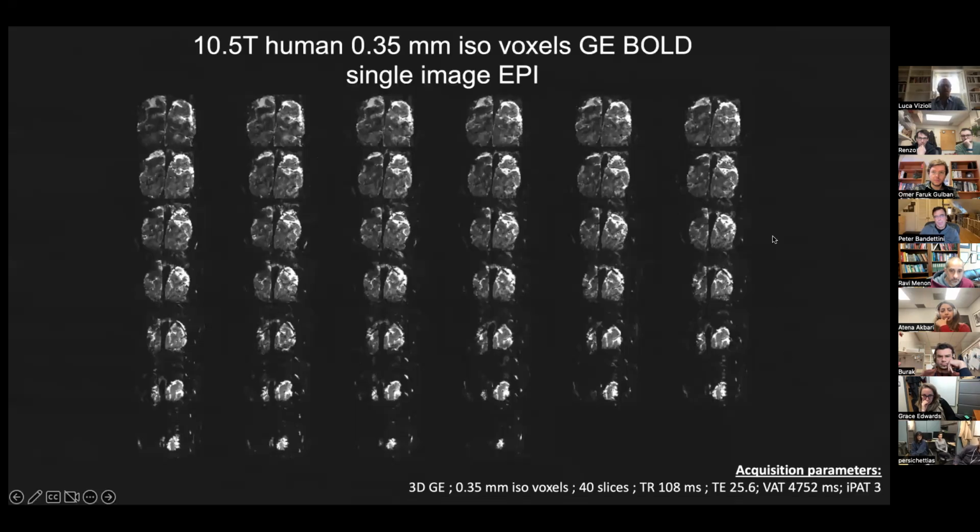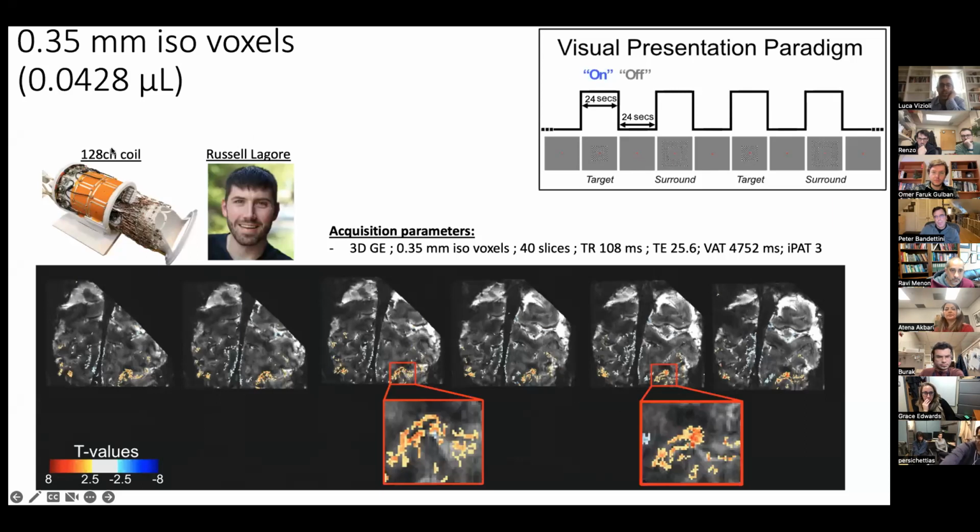And then this is the last data set I'm going to show today, very quickly. These are the highest resolution that we have been able to achieve with gradient-echo EPI. So it's 0.35 isotropic voxels. This shows the coverage, single image EPI again, after NORDIC denoising. So you can see that even at this resolution with a single image, the image quality is really impressive. We use a 128-channel coil for this specific acquisition developed by Russell. And here's an example of about 35 minutes of data.